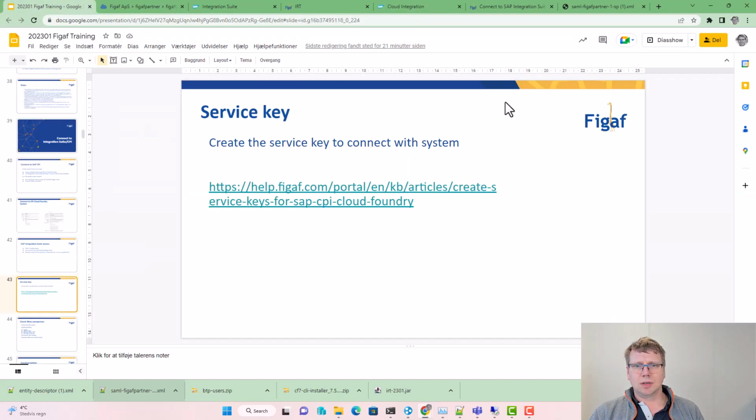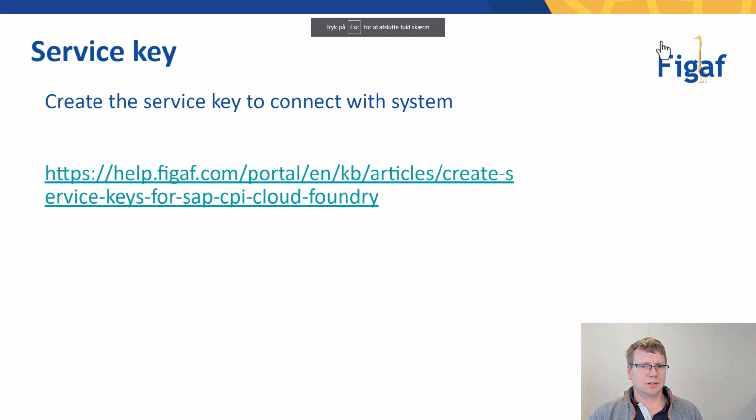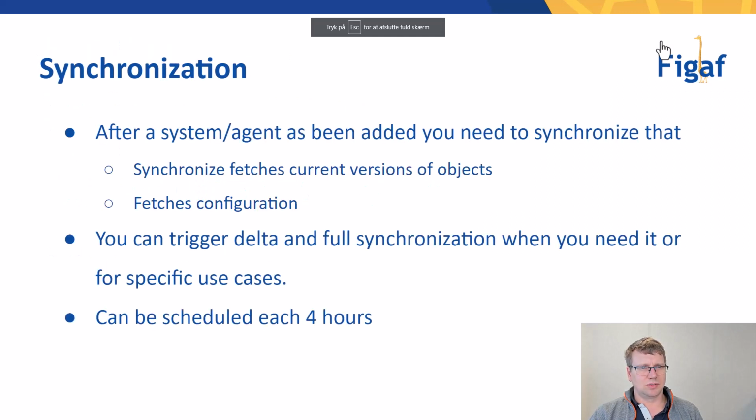The next thing that also makes sense in this context is synchronization. Synchronization is where we're fetching all the data and we save the different versions for this in the Figaf tool, so you can go back and forth. You can set this up on the agent level to synchronize and schedule that synchronization every 4 hours.